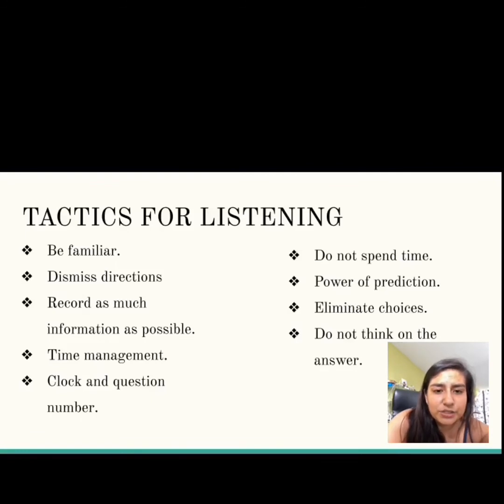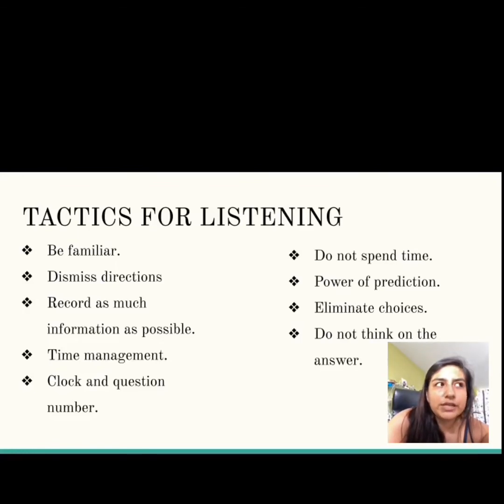You need to manage your time, so keep an eye on the clock and the question number. Don't spend too much time. Answer faster to keep the listening material fresh in your mind and to be able to answer correctly.